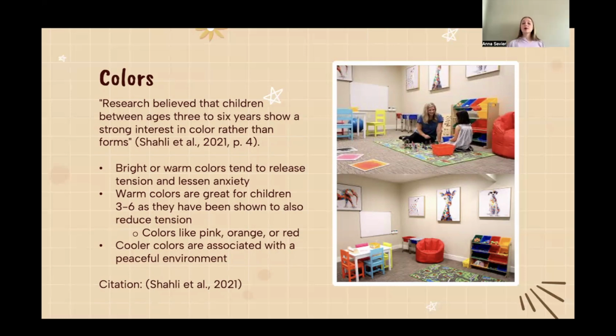It was found that bright or warm colors were shown to release tension or lessen anxiety, especially for those children 3 to 6 years old. So these could be colors like pink or orange or red or yellow, those bright, warm colors. It's also shown that cooler colors such as blue or purple are associated with a more peaceful environment.